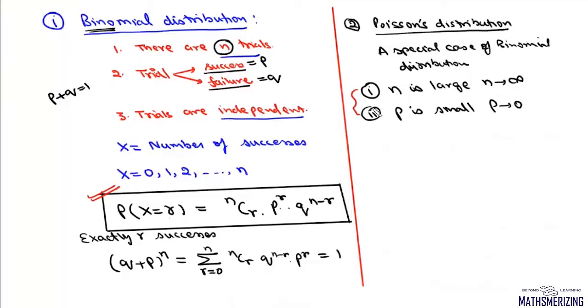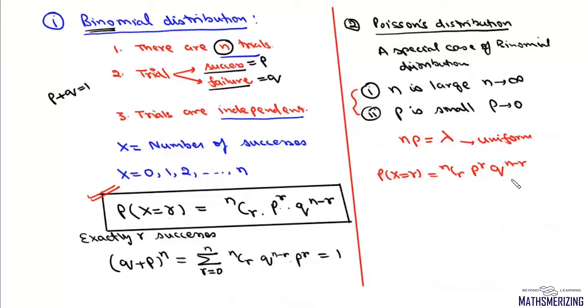Together, these conditions, where n is large and p is small, ensure that the mean np, suppose this mean is lambda, stays finite. So together these two conditions ensure uniformity of mean. Now we'll work out the formula for Poisson's distribution. Now we know that binomial distribution is P(x equal to r) equals nCr p to the power r q to the power of n minus r.